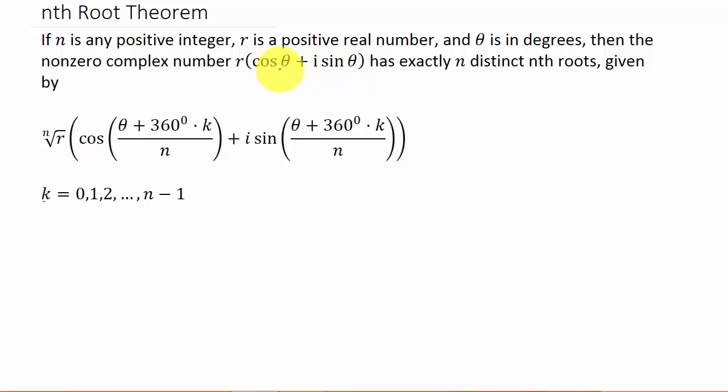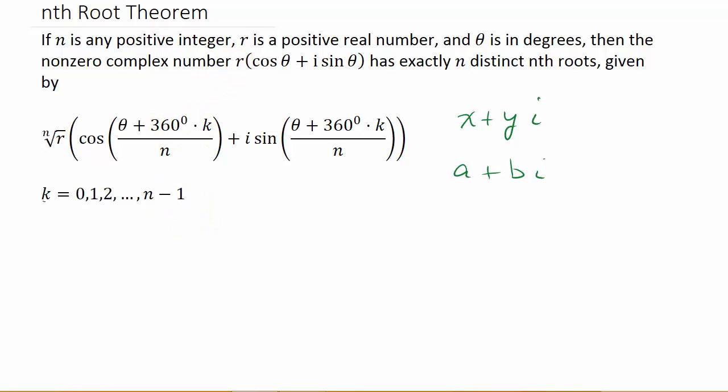Sometimes they might give it to you in rectangular form, x plus yi, or you might have seen it as a plus bi, same thing. This is in rectangular form, but notice to use this nth root theorem, your complex number has to be in trigonometric form. And we have n distinct nth roots given by this: the nth root of r times cosine of theta plus 360 times k over n, plus i sine of theta plus 360 times k over n, where k is 0, 1, 2, all the way to n minus 1.